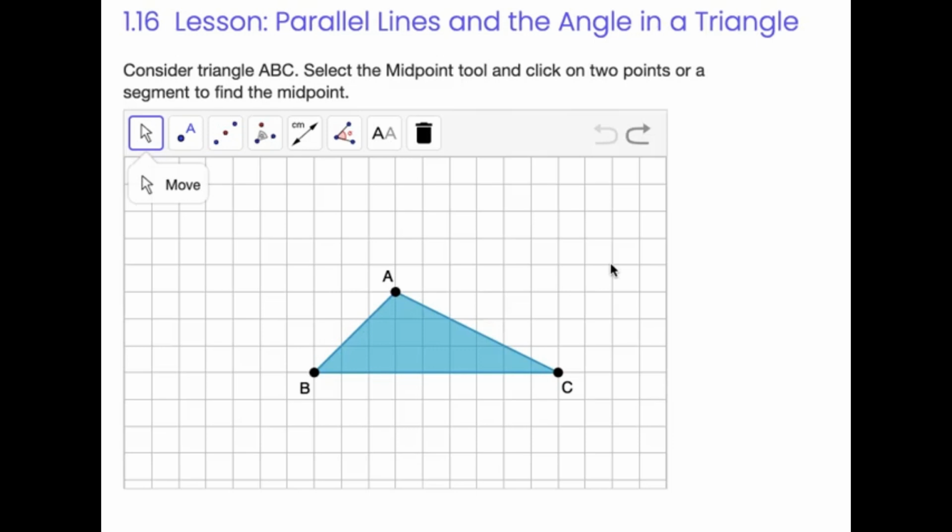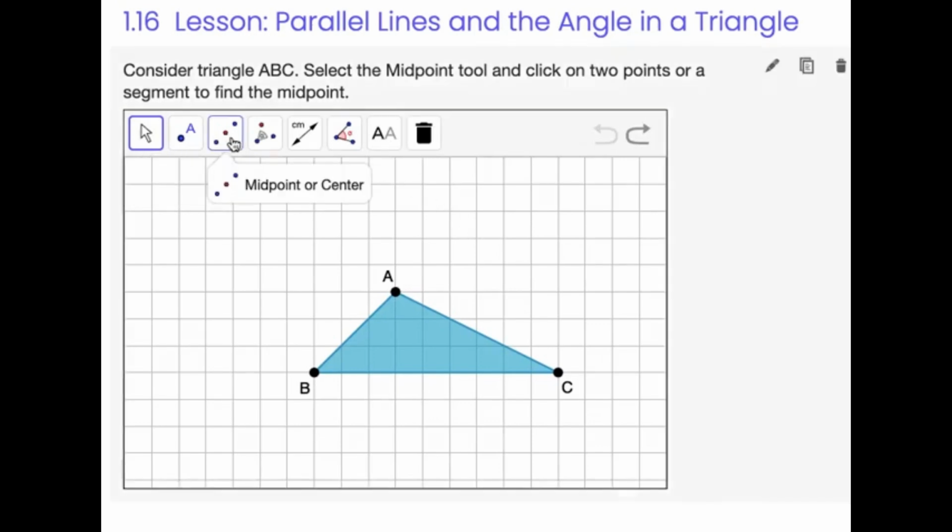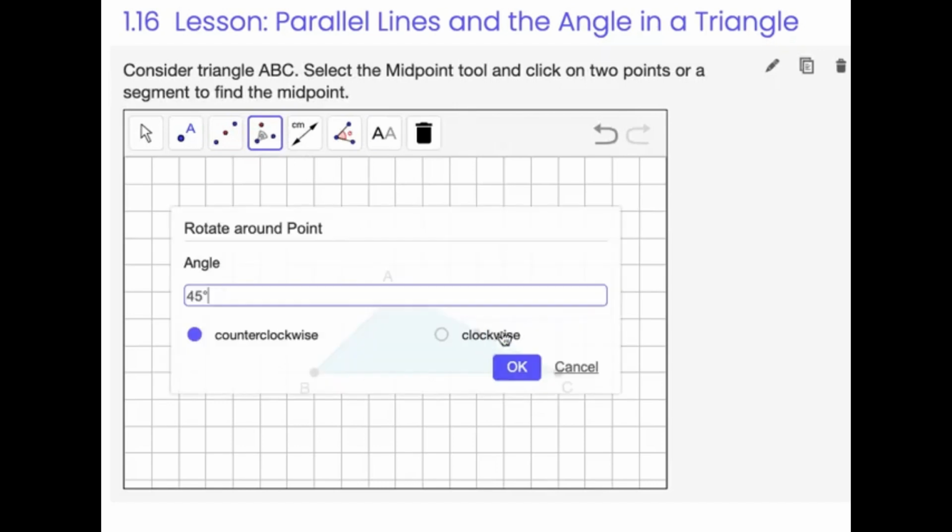The next part of the question asks us to do the following. Part 1, it's asking us to rotate triangle ABC 180 degrees around the midpoint of side AC. So let's find the midpoint of side AC and now rotate the triangle 180 degrees around that point.